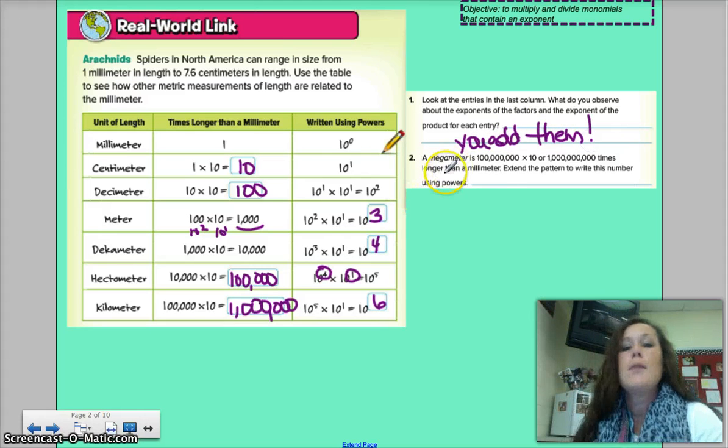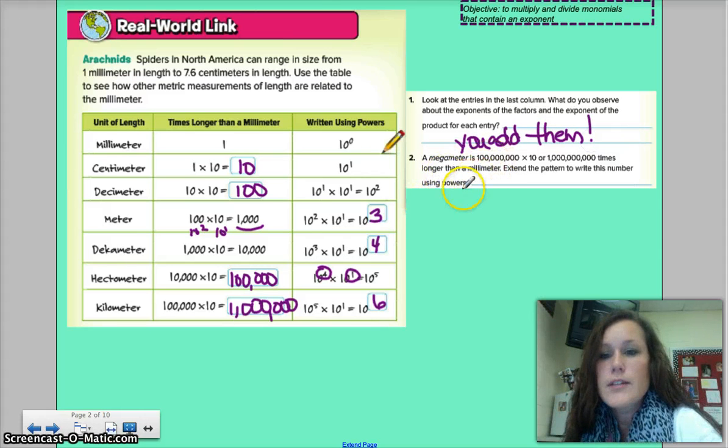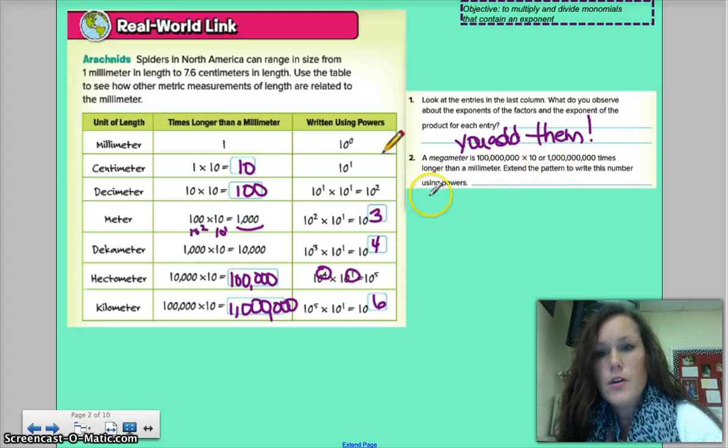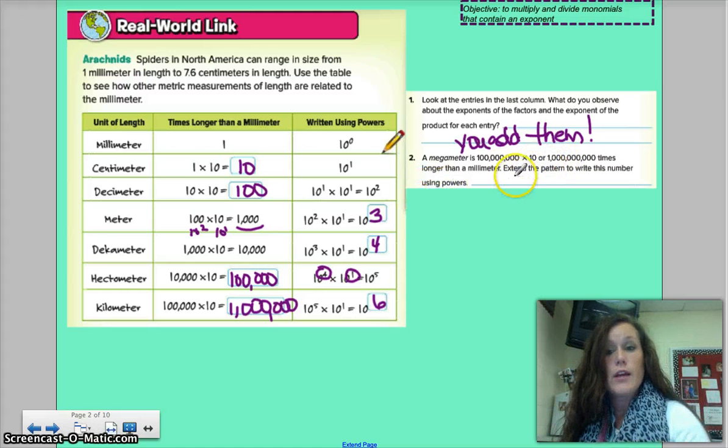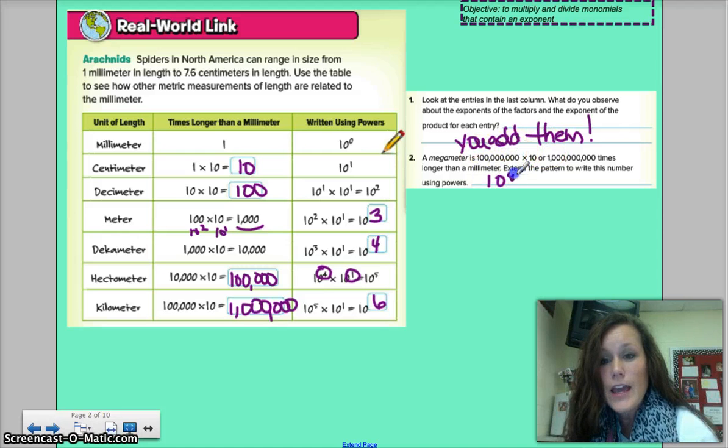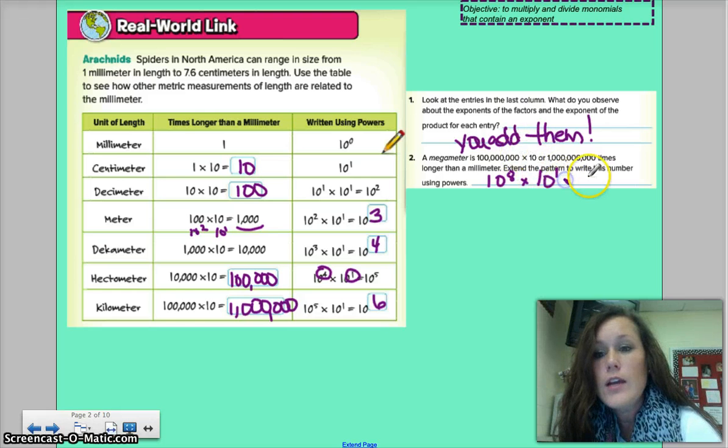All right. A megameter is 100 million times 10, or 1 billion times longer than a millimeter. Extend the pattern to write this using powers. Well, I know that this is 10 to the 8th times 10 to the 1. 10, if it doesn't have an exponent, there's a 1 there, equals 10 to the 9th power.